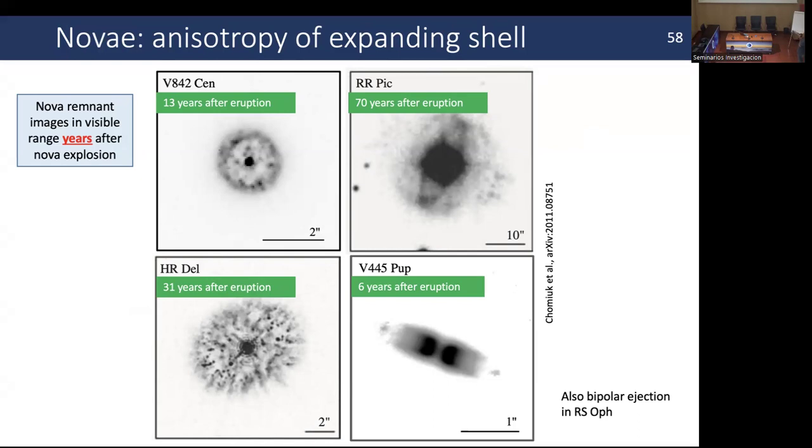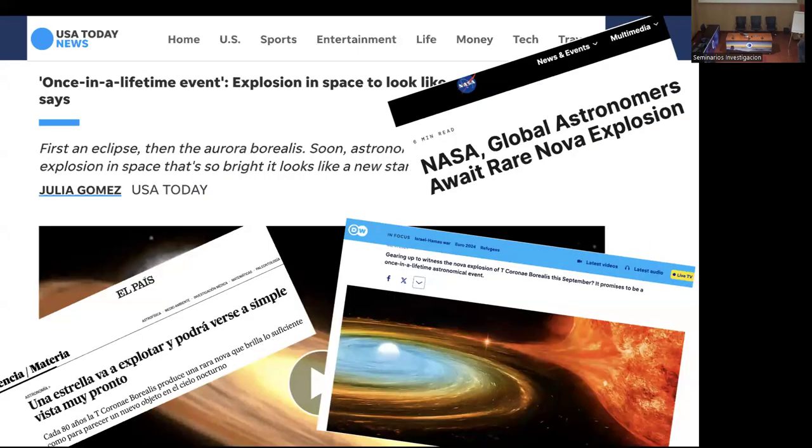So the ejecta has expanded to huge angular sizes, like 2 arcseconds. Okay, so we would like to study this in the first days after the eruption and to see if there's already asymmetry in the eruption in the first days after the eruption.